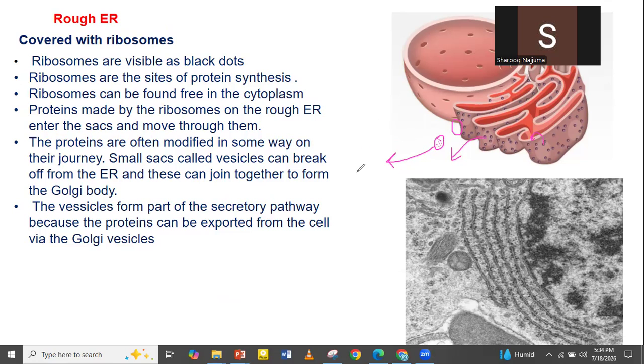Some of these things I'm talking about might be new, but as we go on, you'll be understanding them. Because remember, this is our first topic, so some of the information I'm talking about is in other topics that you're yet to learn about. But just know that the vesicles form part of the secretory pathway. Why? Because they're going to be carrying those proteins from the rough endoplasmic reticulum to other parts of a cell where the proteins are needed.